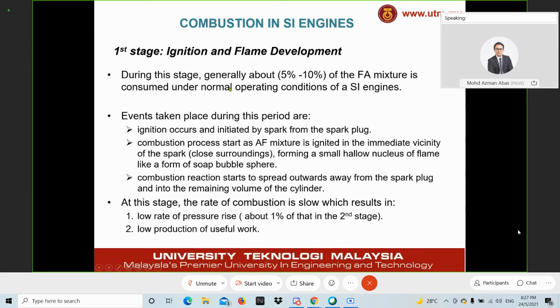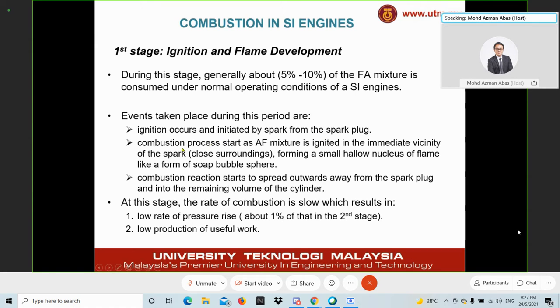Now, during this stage, generally about 5 to 10% of the fuel air mixture is consumed under normal operating conditions. So you would expect that of whatever amount of air fuel mixture goes into the combustion chamber, only 5 to 10% of that volume will be consumed during the first phase. The event that took place during this period is that ignition occurs, initiated by the spark, and this one we all know.